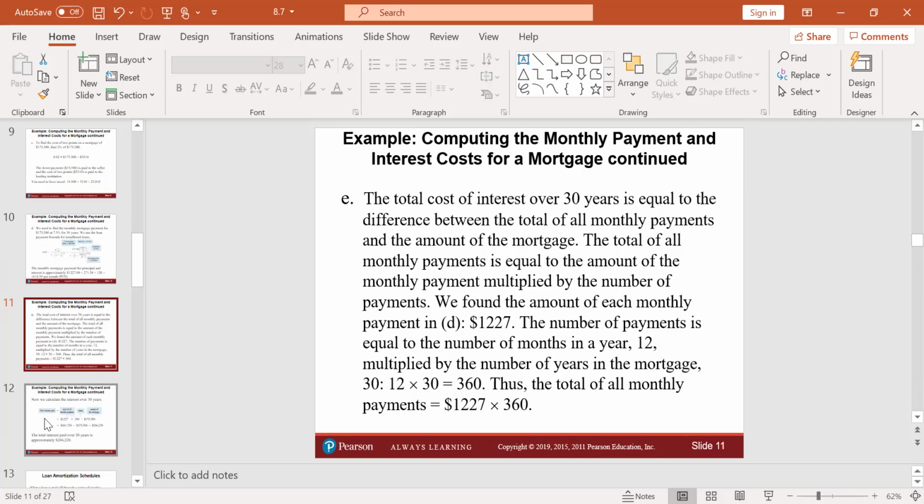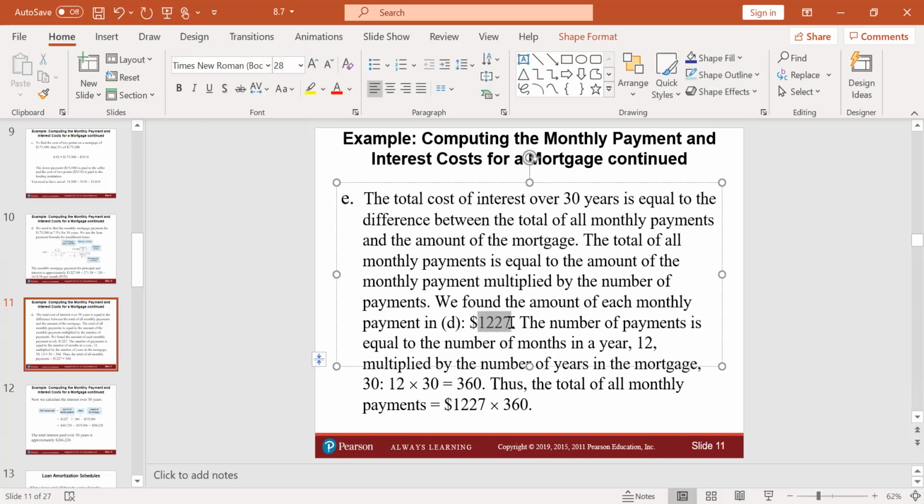Okay, so let's now think about it. Ignoring property tax and insurance, we're paying $1,227 per month to the bank for this house. Well, the standard mortgage is 30 years. You can also see 15-year mortgages are fairly common. But if you did this for 30 years, you're paying $1,227 a month.